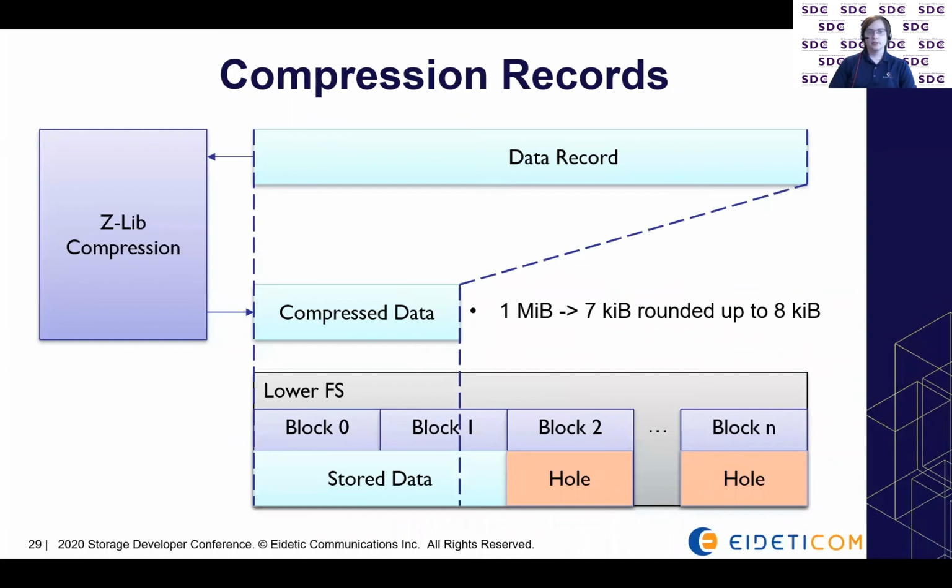When compressing records, here we have an example of compressing a 1 megabyte record down to a 7 kilobyte compressed data record. Of course, when storing this to the lower file system, our holes need to be aligned to the lower file system block size, so we have to pad up to this block size. This introduces a trade-off between record size and compressibility, as a larger record will have a smaller impact by these block padding segments.